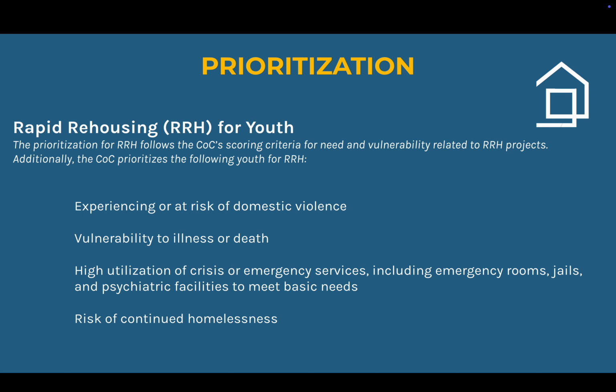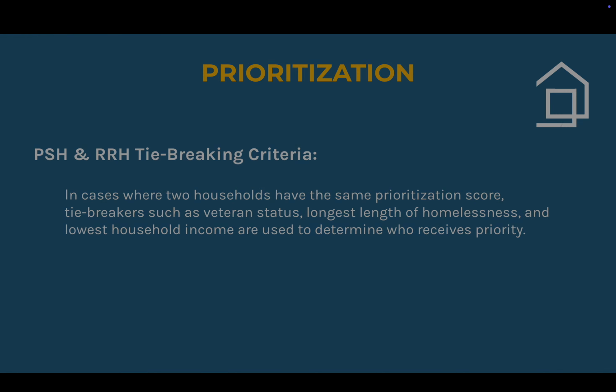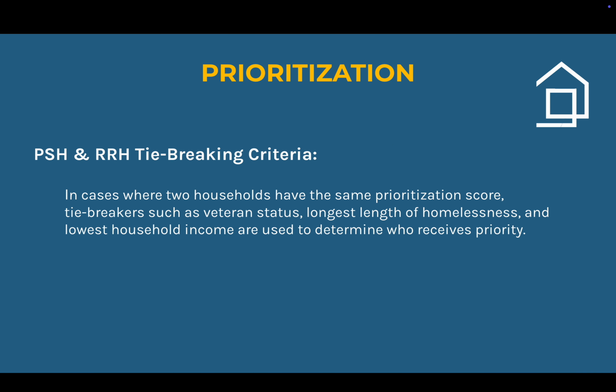Prioritization for rapid rehousing for youth experiencing or at risk of domestic violence, vulnerability to illness or death, high utilization of crisis or emergency services, including emergency rooms, jails, and psychiatric facilities to meet basic needs and the risk of continued homelessness. If 2 households have the same prioritization score, the tiebreakers would be veteran status, longest length of homelessness, and lowest household income. These are used to determine who receives priority.